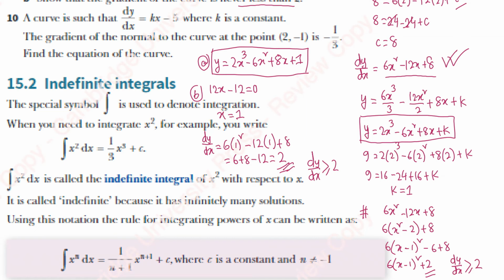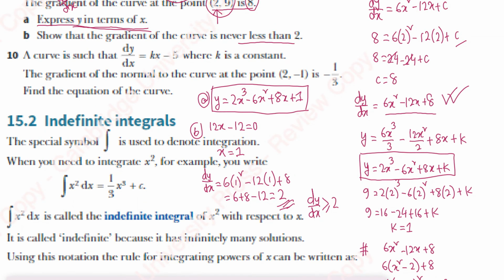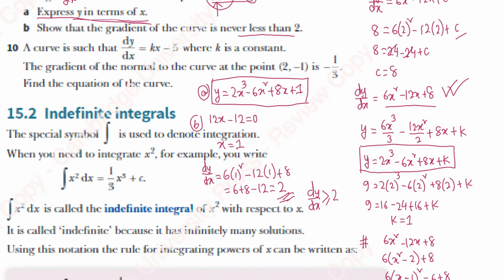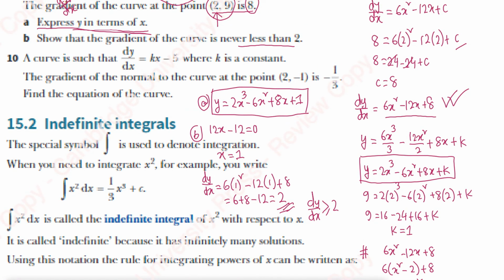You do not need to show both ways for part b. You need only one: you can use completing the square, or you can use differentiation, to show that the gradient is never less than 2, which means it is always greater than or equal to 2. Hope you understood this question, how I did it.